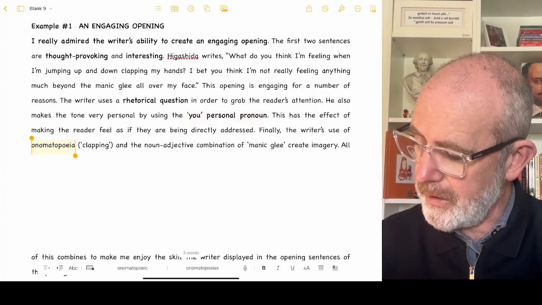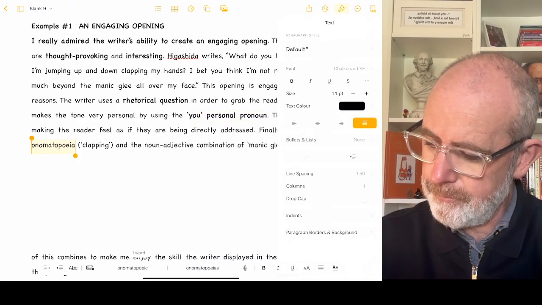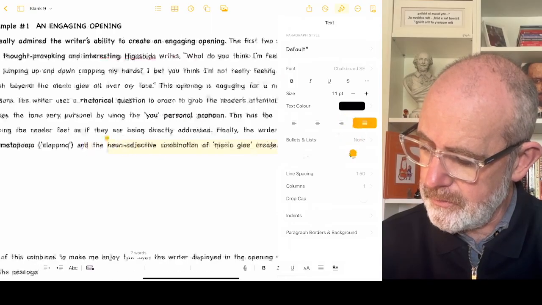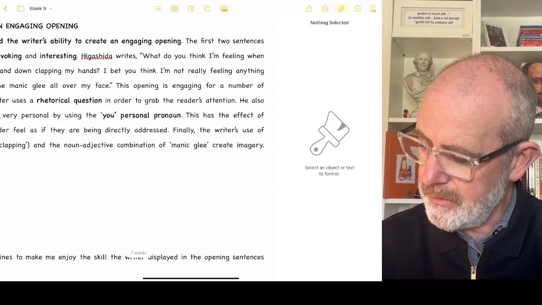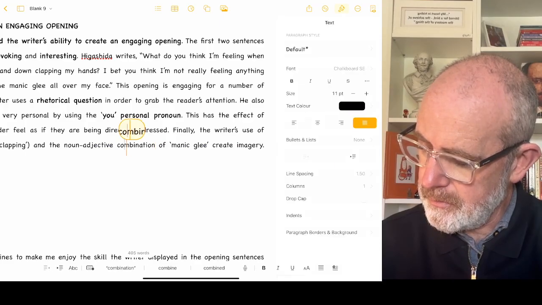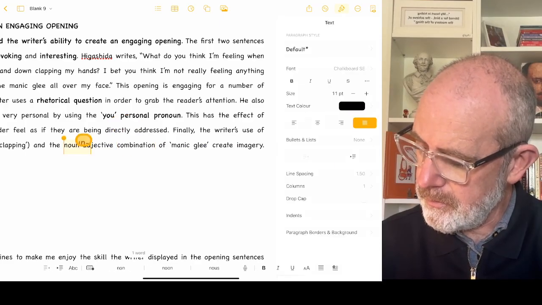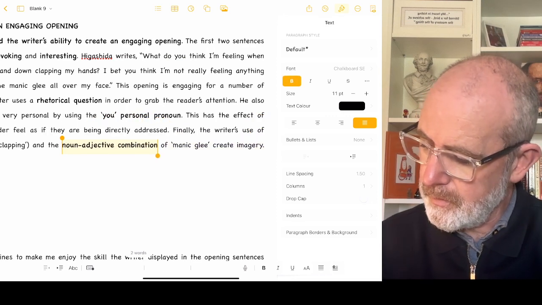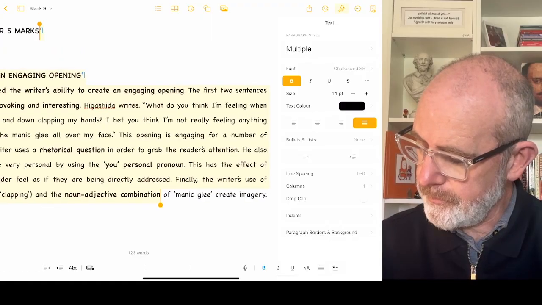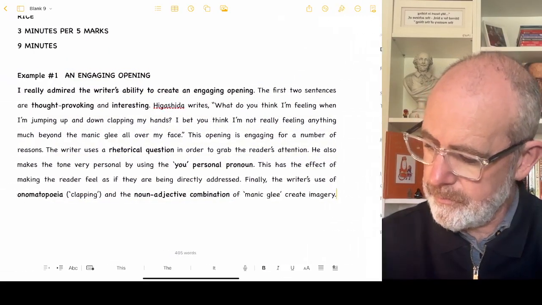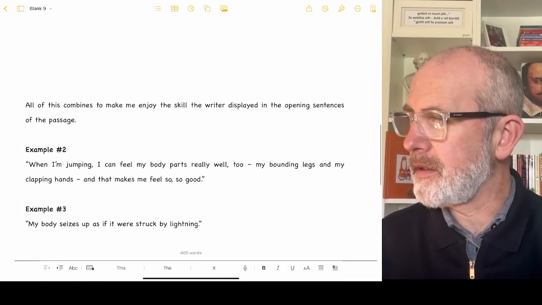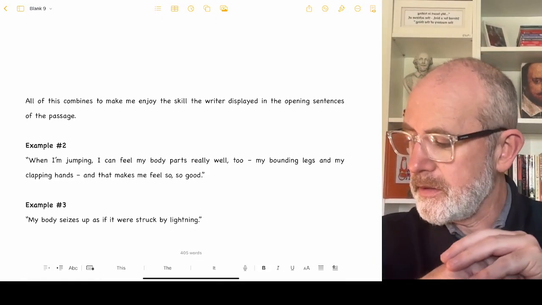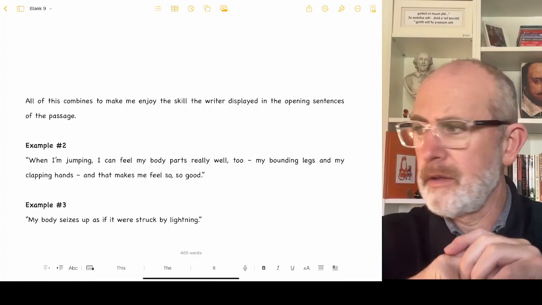Finally, the writer's use of onomatopoeia, clapping, and the noun-adjective combination of manic glee create imagery. All of this combines to make me enjoy the skill the writer displayed in the opening sentences of the passage. So I think that's really good.